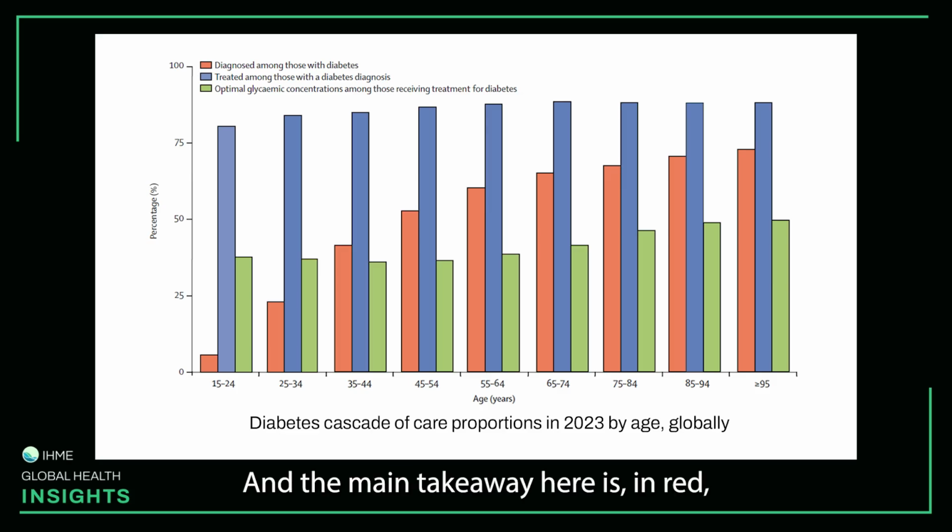And the main takeaway here is in red, we can see a very stark age pattern, where in younger ages, a lot of people are undiagnosed.